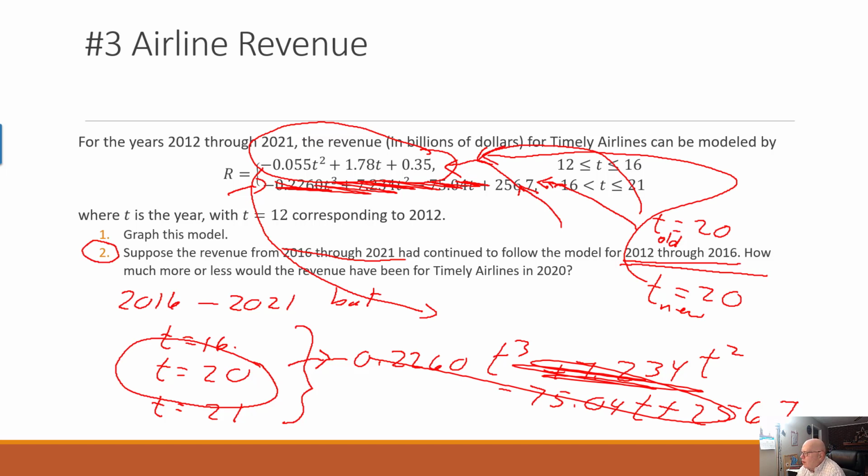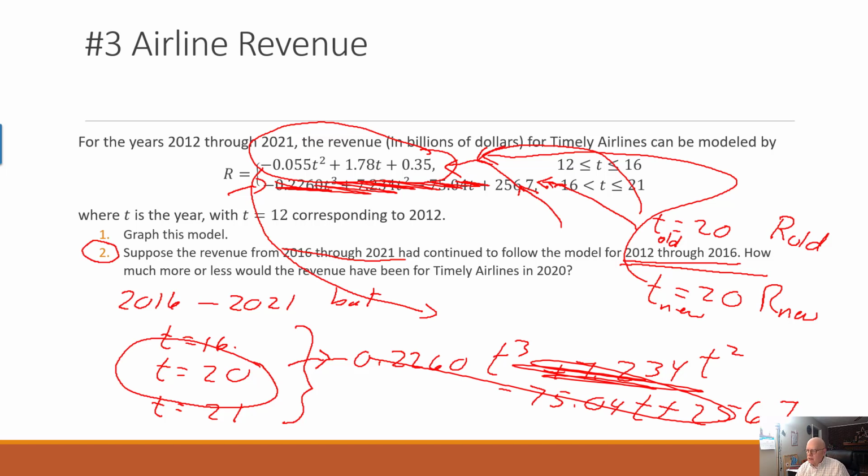And see how the R for the old model and the R for the new model compare to each other. Are they close? Is one greater than the other? And that's the whole idea of number 3.